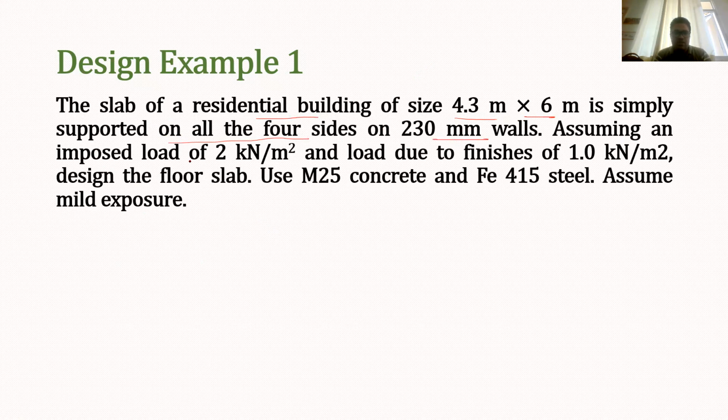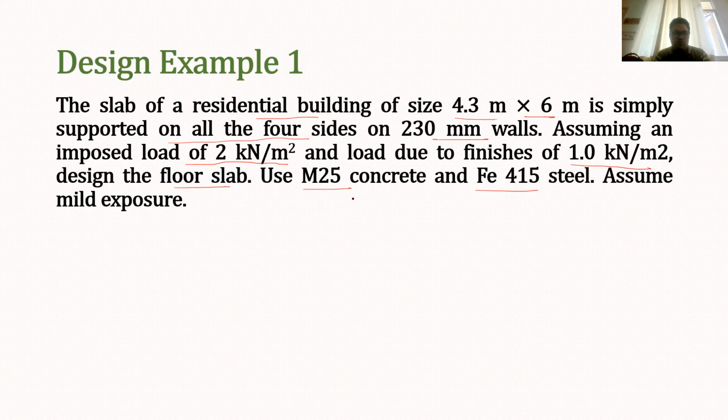Now assuming an imposed load, which means the live load, is 2 kilonewton per meter square, and the load due to the floor finishing, the slab finishing, is 1 kilonewton per meter square. Yes, it is actually a floor slab, so we have to design the floor slab in this, and the material that we are going to use is concrete of M25 grade and steel of Fe 415 grade.